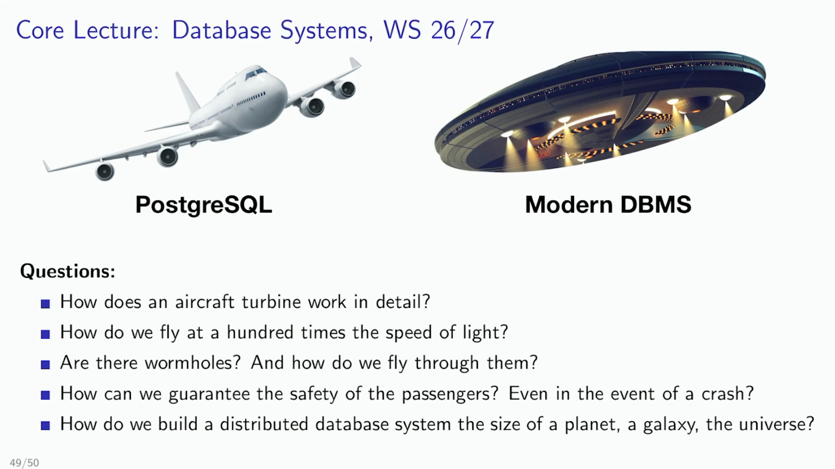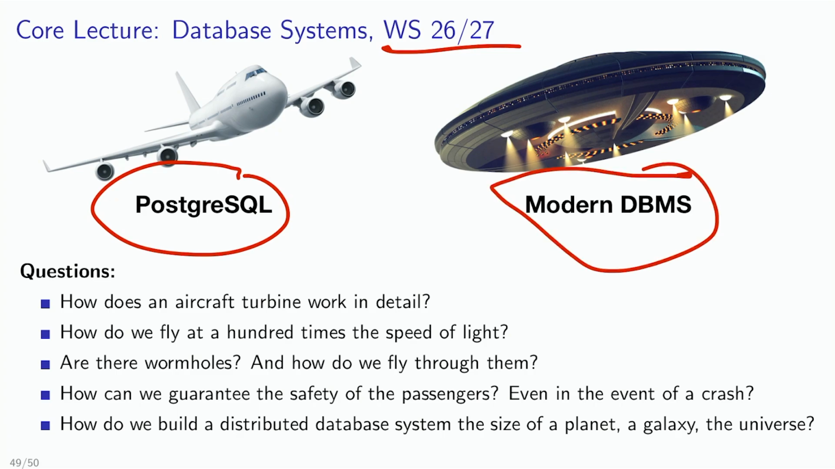Then the next level after this lecture is a core lecture. It's probably only happening next year in winter. Not clear yet, but that's how I see it now. And there we go a little, not a little, a lot beyond the material we had here. What you see in Postgres is more like a modern jet plane. But what databases can do, if you want, is more like a flying saucer kind of performance.